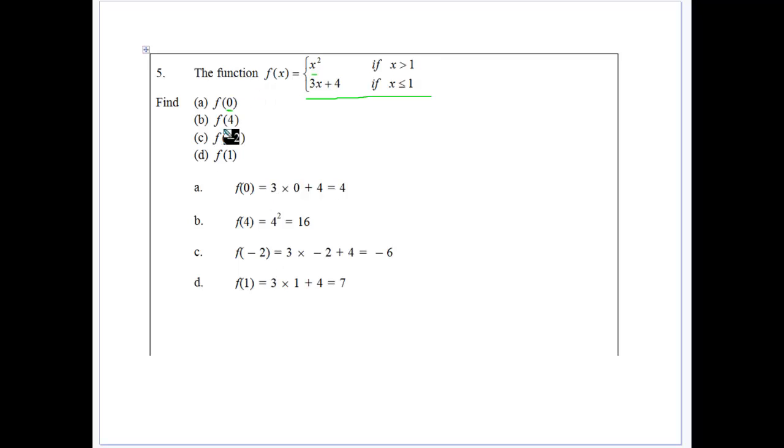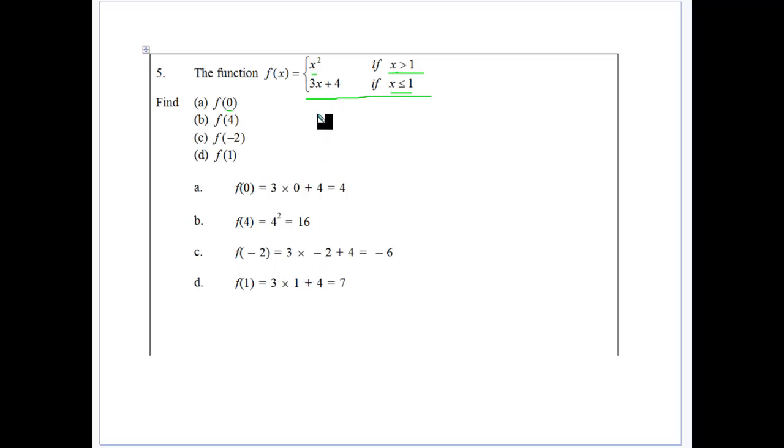In the second one, it's the function of 4. Now 4 is actually greater than 1. So if x is greater than 1, we use x squared. That's why I'm going to put in 4 to the power of 2, because I've got to use this function because 4 is in that domain. Minus 2 is in this domain, so that's why we have the second function.